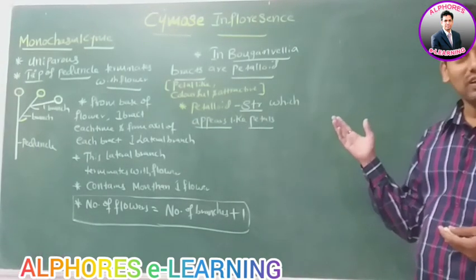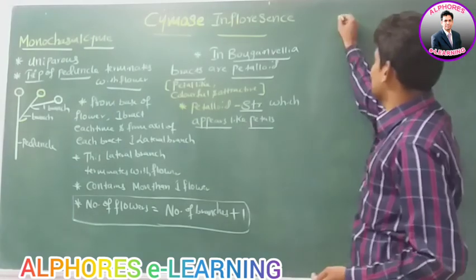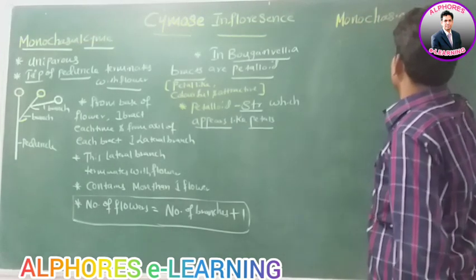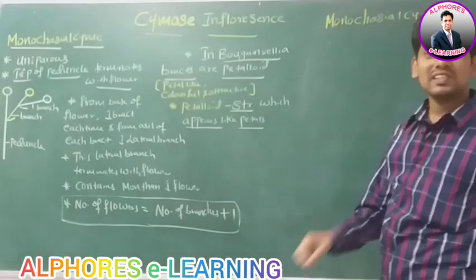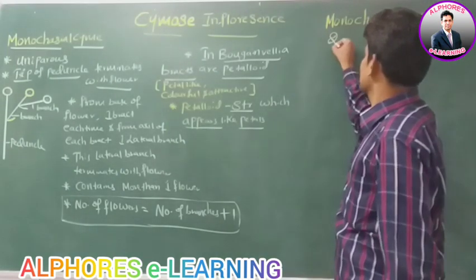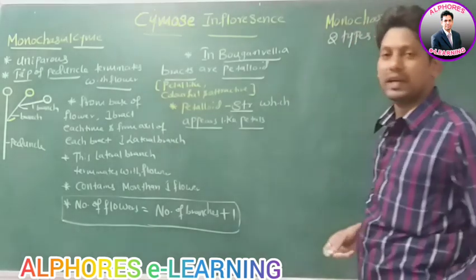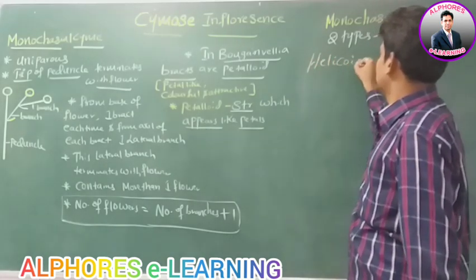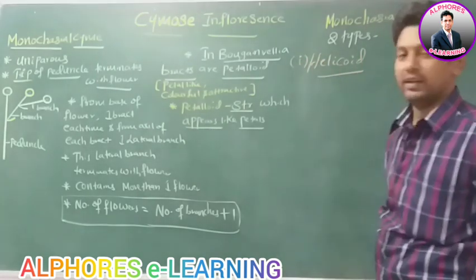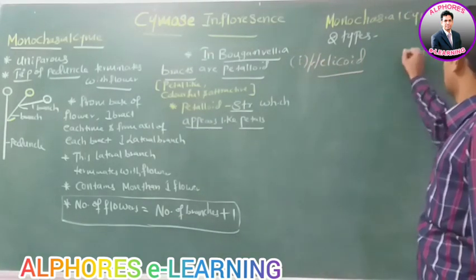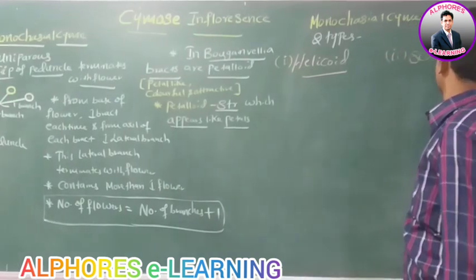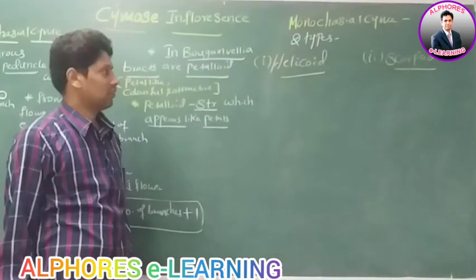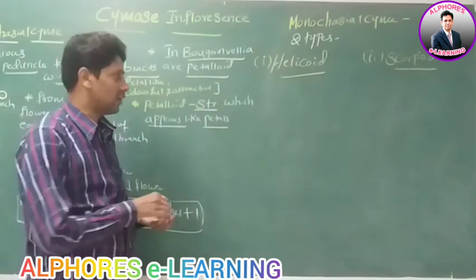See, this monochasial cyme is of 2 types, right? Sir, monochasial cyme is of how many types? 2 types. What are they, sir? Number 1, helicoid. What is the first one? Helicoid. The second one is scorpioid. What is the second one, sir? Scorpioid. Is it okay? Right. Go for the first one.